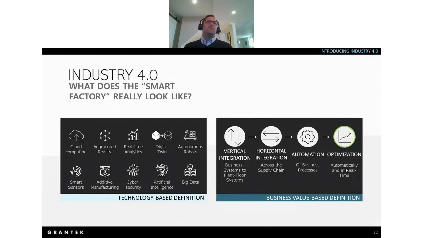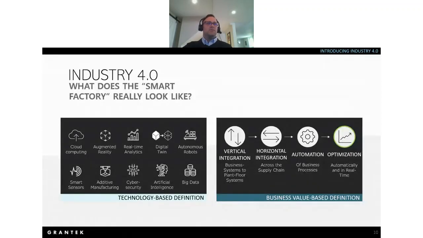The second part is horizontal integration, which is across the value chain. So for this, imagine that the systems automatically knew when you were running low on raw ingredients and placed orders. It could also track which raw materials went into which batches and could track it all the way down to the individual finished goods that go out to the customer. The third and fourth steps are to automate all of that together so it's all happening automatically, and then have the systems optimize themselves when something changes.